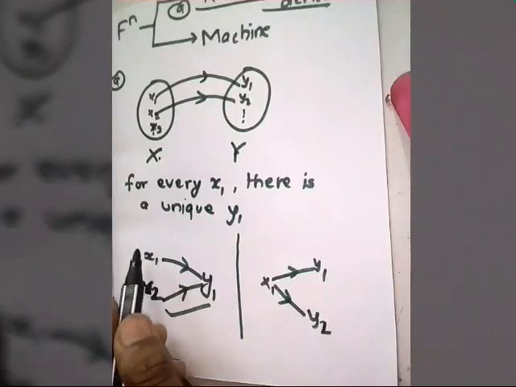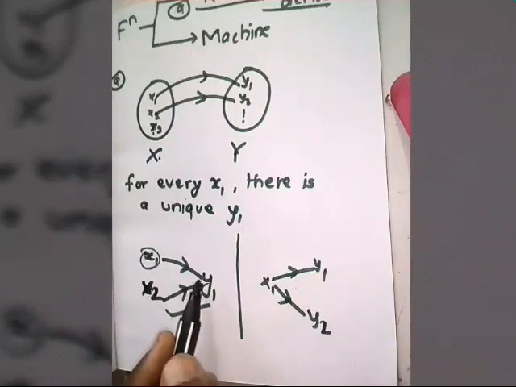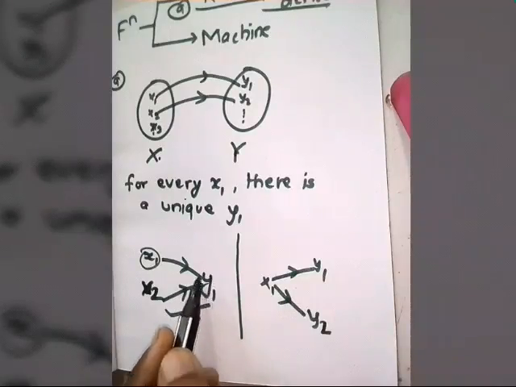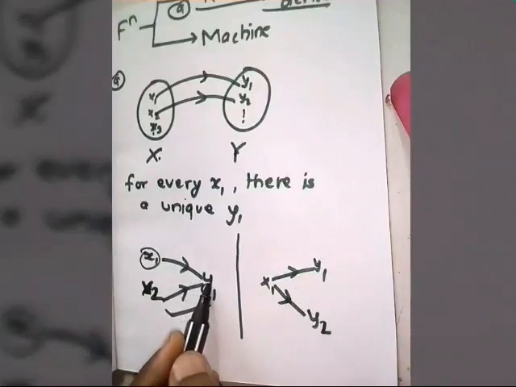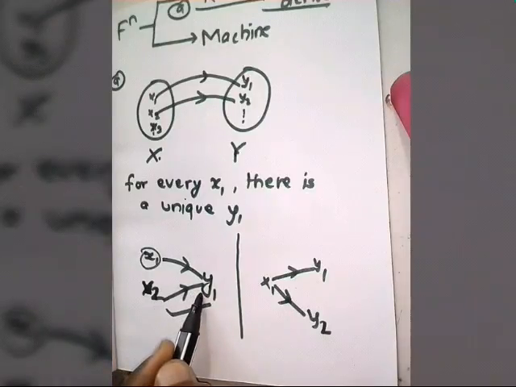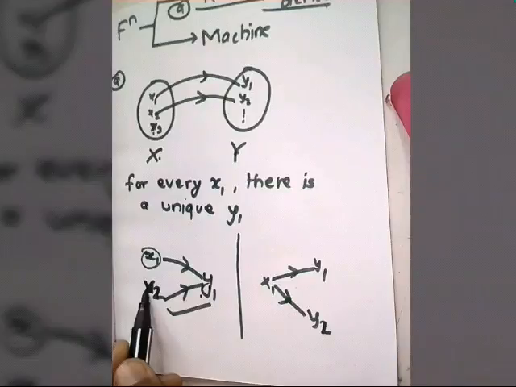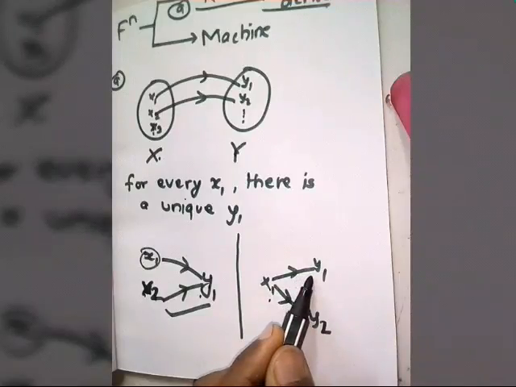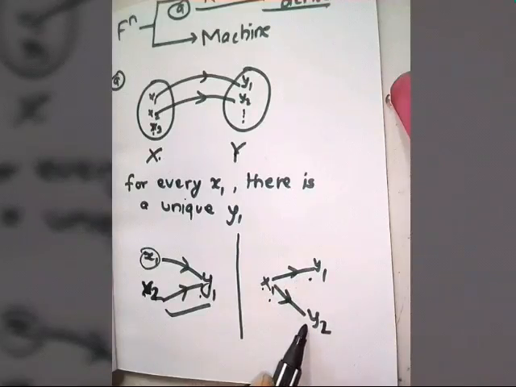Why? Because this x1 is connected with only one element of y, that is y1. It has a unique element of y that it is connected to. Similarly, x2 is also connected to a unique element, that is y1. For this one, it doesn't have any other. But if you see this other example, this x1 is connected to y1 and this x1 is connected to y2, so it has two connections. It is connected with two. Now there it is not unique.